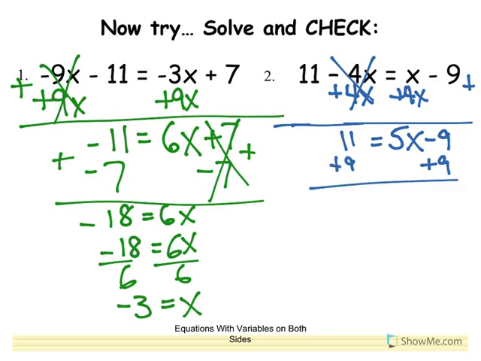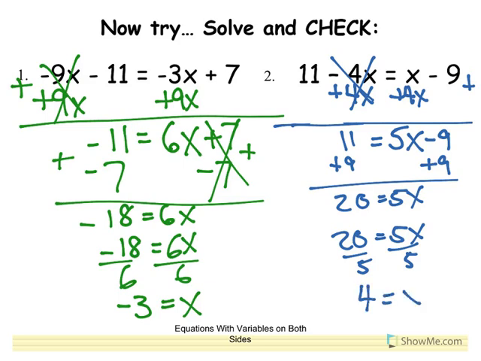And again, generally we end up, if you follow the rules, with a pretty simple two-step equation. So I've got 20 is equal to 5x. And I've got x is equal to 4. And again, when you go back and check it, on the left side it's 11 minus 16 is negative 5. On the right side it's 4 minus 9 is negative 5.